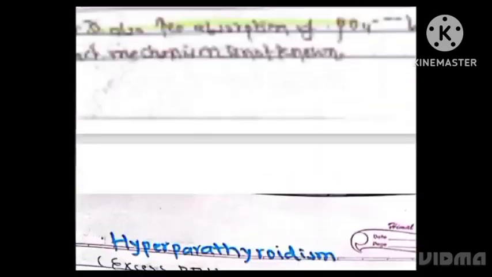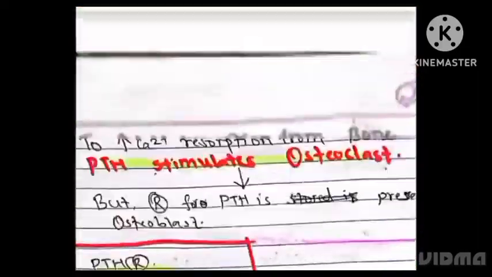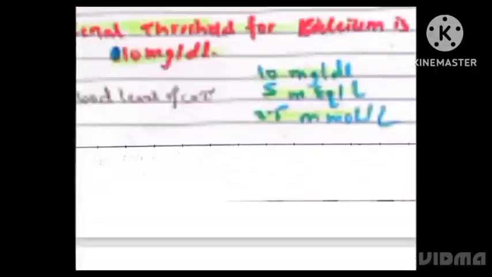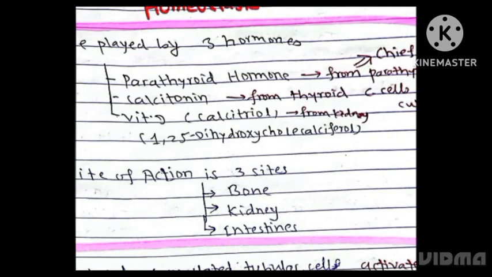In this way, there are three hormones which cause balance of calcium in the blood, which are parathyroid hormone, calcitonin, and vitamin D. The sites of action are bone, kidney, and intestine. How does PTH work? It is coupled with G-stimulatory protein. PTH also causes activation of vitamin D to form DHCC.